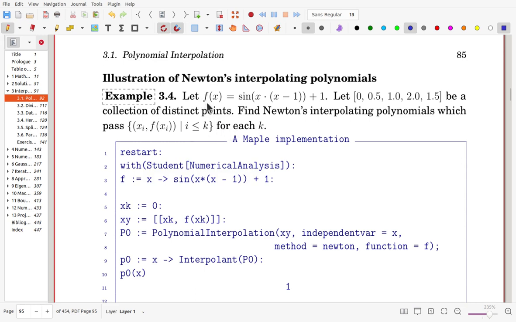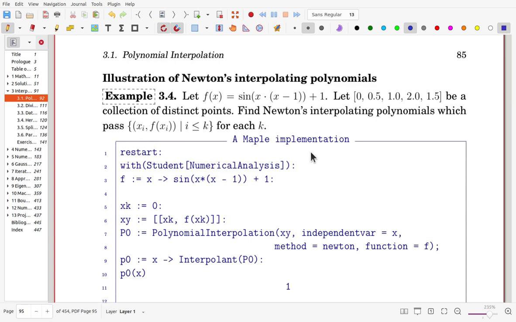Okay. Now we'll illustrate Newton's interpolating polynomial in this example. We'll start with the function f(x) is sin x, and we chose 1, 2, 3, 4, 5 points. You don't have to order the points. These are distinct points. And here we'll try to find the Newton's interpolating polynomials which pass through all the points.